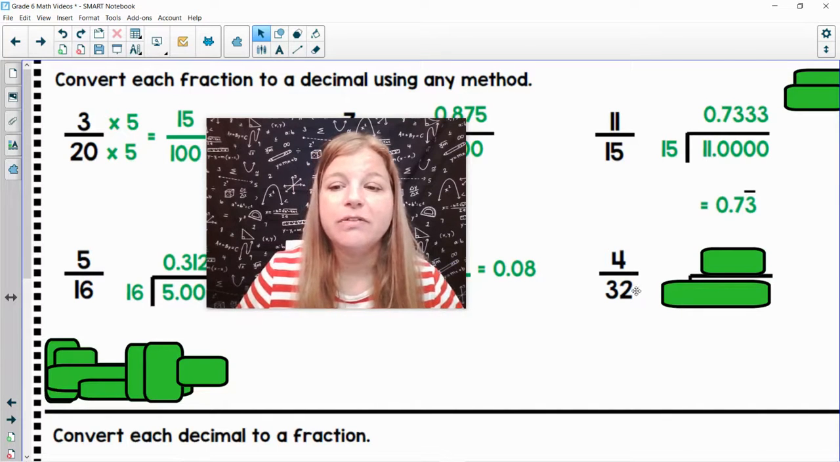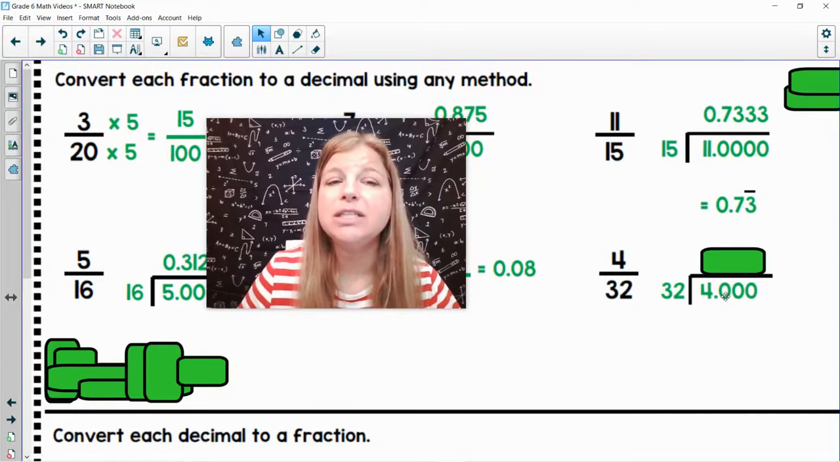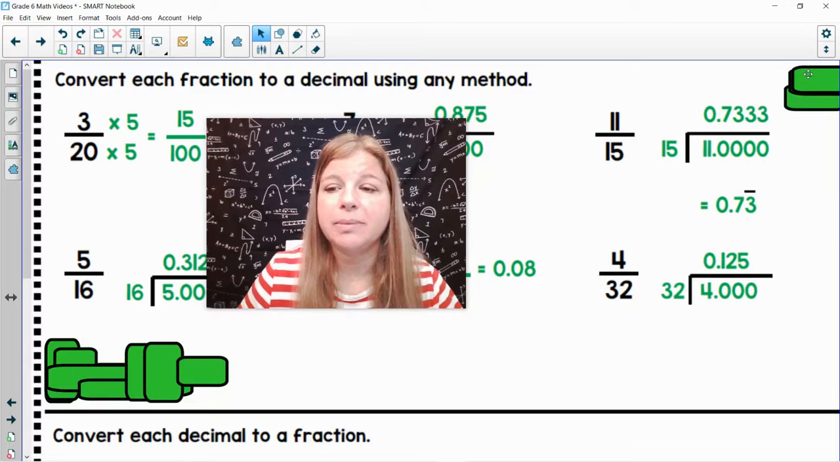And the last one, 4 over 32. 4/32 is not going to convert to a friendly number nicely, so I need to divide 32 into 4. And when I do that, I end up getting 0.125.